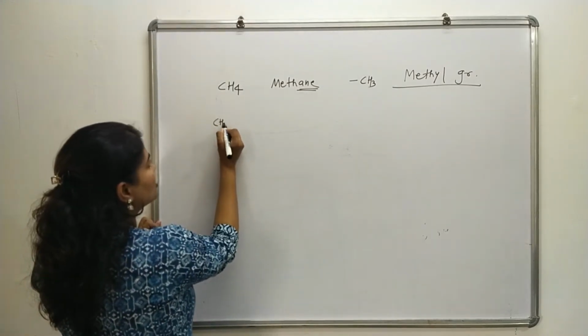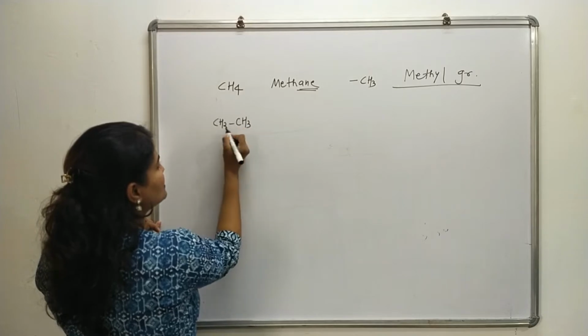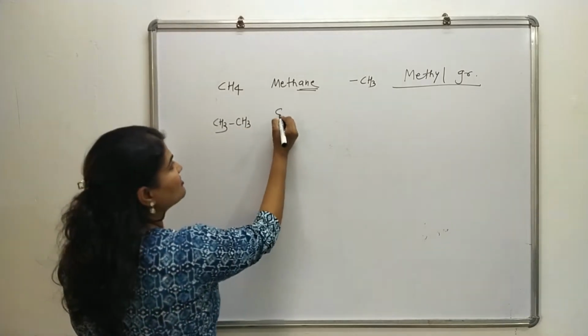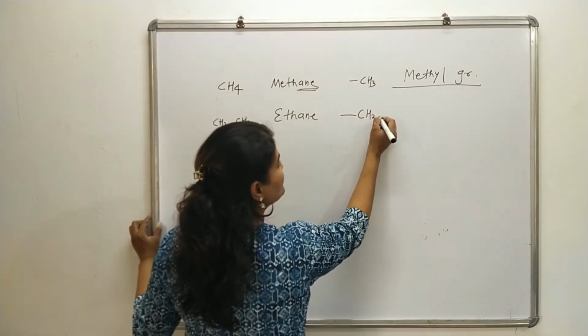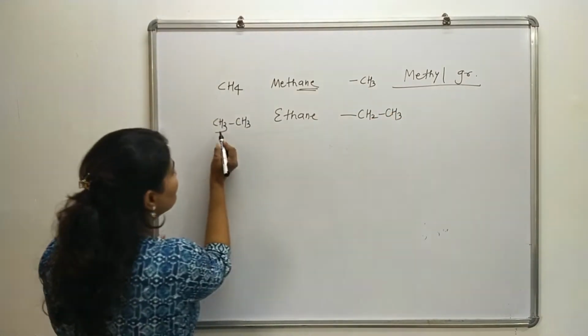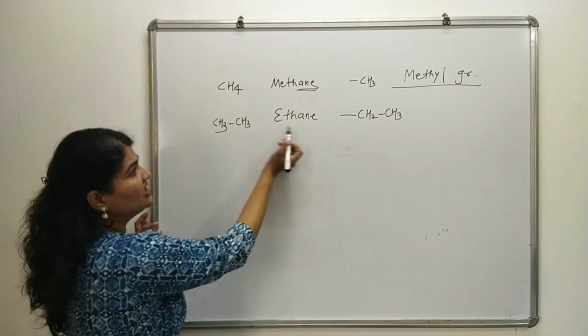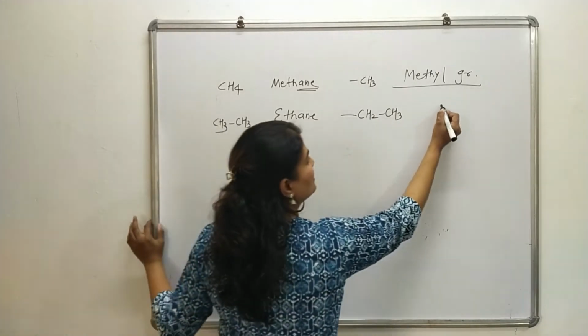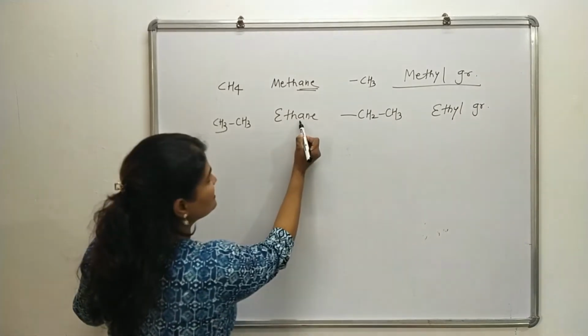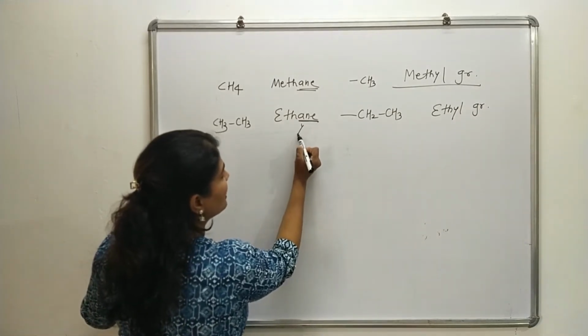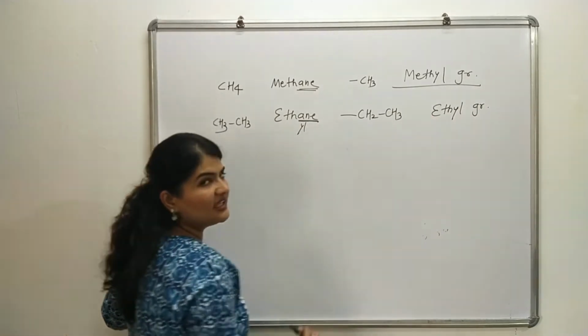Then let's talk about CH3, which is nothing but ethane. If you remove one of the hydrogens from this carbon and open the bond, then it will become the ethyl group. What I have done is replace ANE from ethane by YL, so it becomes the ethyl group.